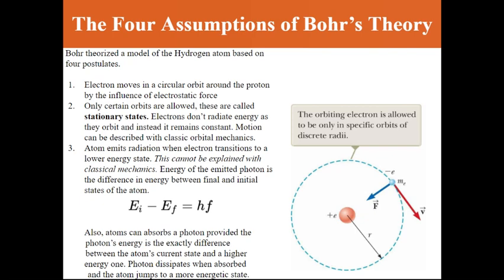Also, photons can be absorbed provided that they have the exact energy to allow the electron in the system to jump to a higher energy state. When the photon is absorbed, it's dissipated entirely, and the atom reaches a higher state, so the electron would be in a different orbit.